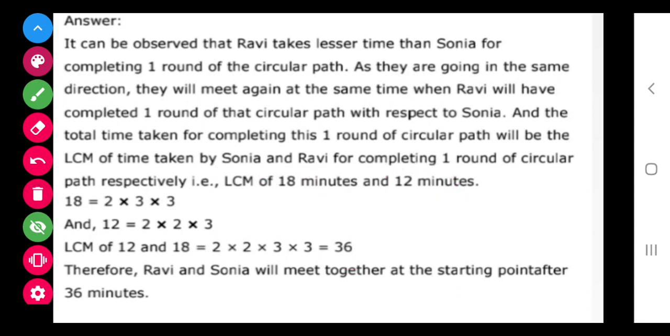So class, do complete this exercise today. Tomorrow we'll start another exercise. Only one question we have to do in that, to check whether a number is irrational or not. That's all class. Do well.